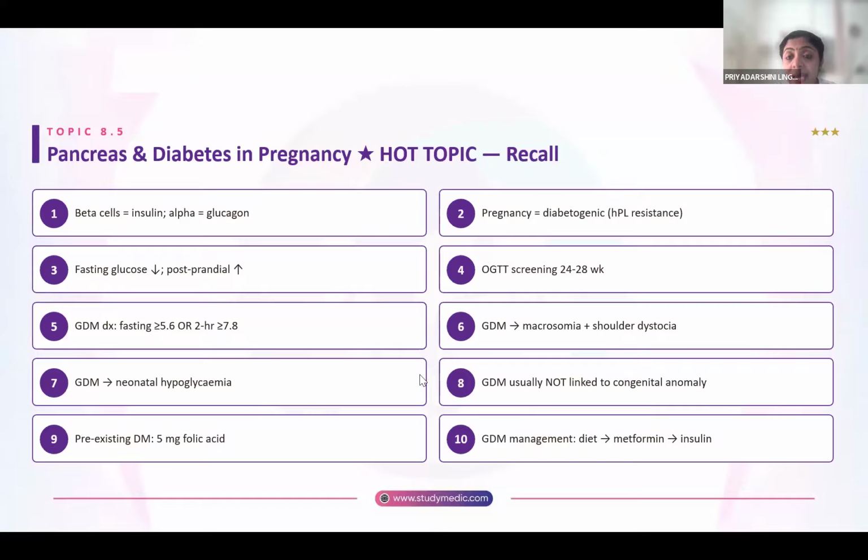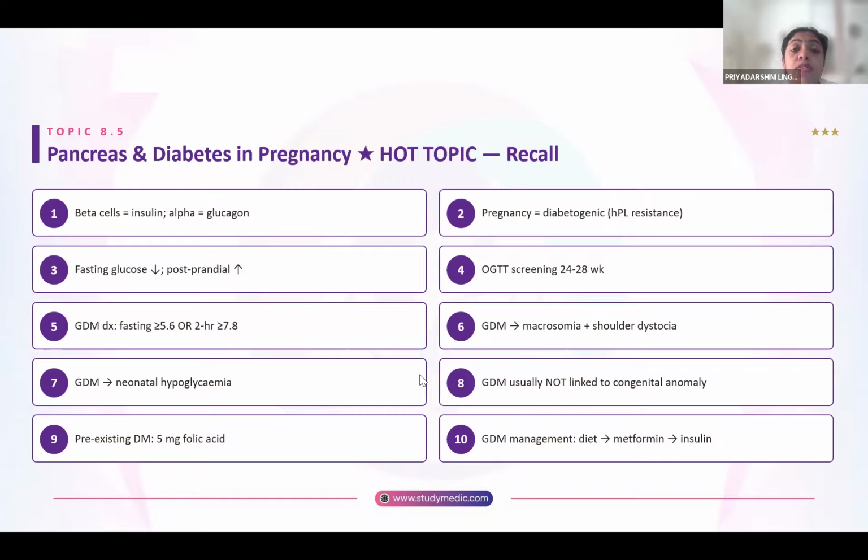Routine screening is your OGTT, and it is done between 24 to 28 weeks. But look into the scenario in your exam. In case they have mentioned some high risk factors for developing diabetes, then you are entitled to do an early OGTT also. The treatment of choice here is going to depend on the values of the sugar that you have. Fasting more than or equal to 5.6, post glucose test at 2 hours, if it's 7.8, that is 5, 6, 7, 8, that makes your diagnosis.